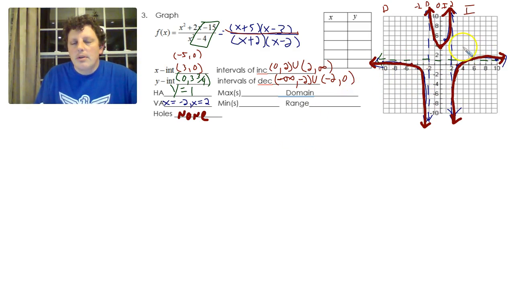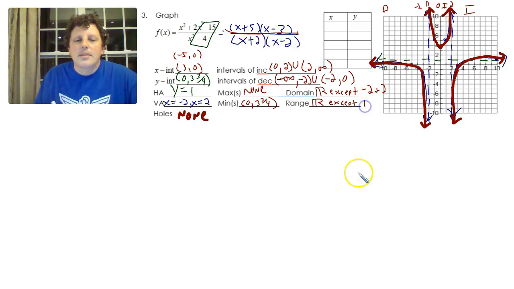All right, is there a local maximum? Well, no, there's no kind of highest mountaintoppy kind of a point, but there is a minimum. There is a place where it changes direction at a little valley, and this happens to be, again, the y-intercept. So that point would be 0, 3 3/4. Okay, domain is going to be all real numbers except the places where there are vertical asymptotes, so that's -2 and +2. The range is going to be all real numbers except the place where there is a horizontal asymptote, which is at +1.